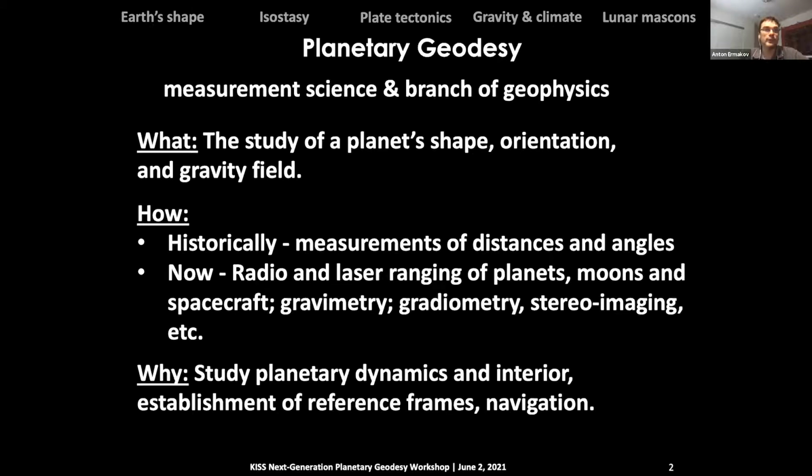Why do we do all this? Well, this kind of data allows us to study planetary dynamics and planetary interior. It also has very practical applications, such as establishment of reference frames and spacecraft navigation, and also just navigation on the surface of planets.